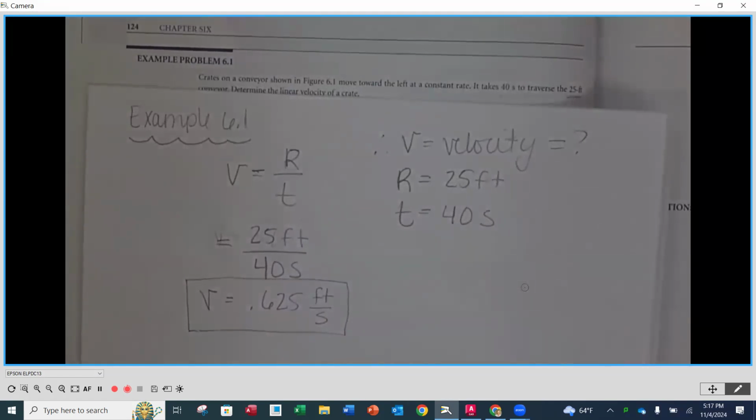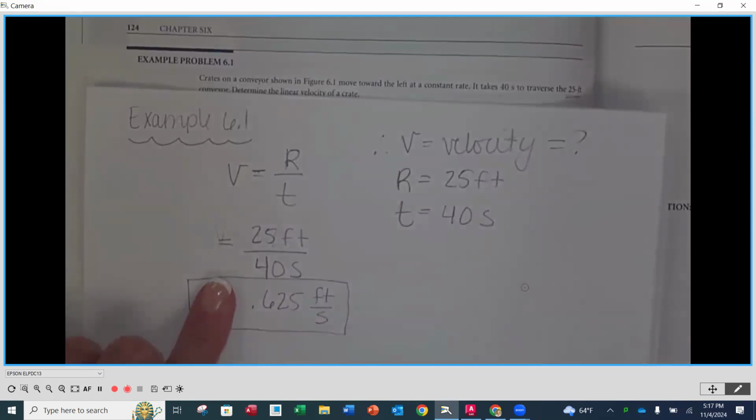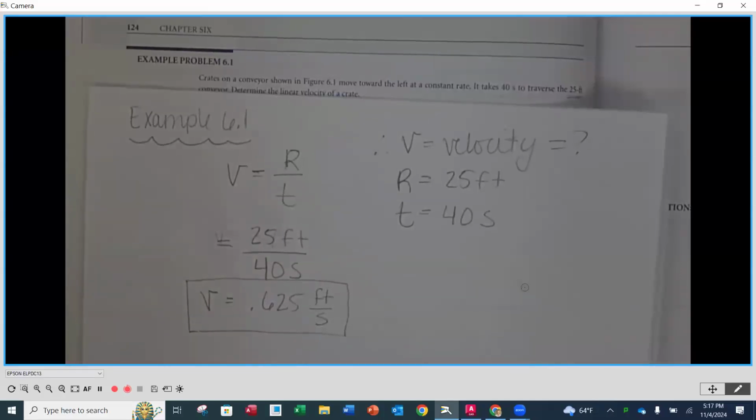Make sure you identify the variable of your final answer. So don't just put a box around 0.625 feet per second. I want you to identify V is equal to. That's what you're solving for in the equation. Okay? So this would be your example 6.1 for your practice problems.